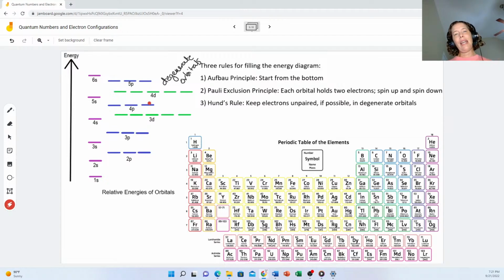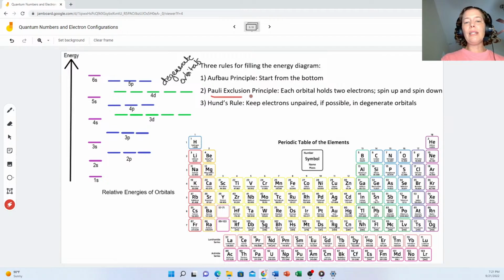You can think of this like filling an apartment building. You're going to fill apartment 1A first, and then you're going to fill apartment 1B, or you're going to go to the next level. So you're not going to start filling from, say, the 4th level. You want to fill the 1st level first, and then you're going to go to the 2nd level. It's the same with electrons. Okay, so that is our first rule.